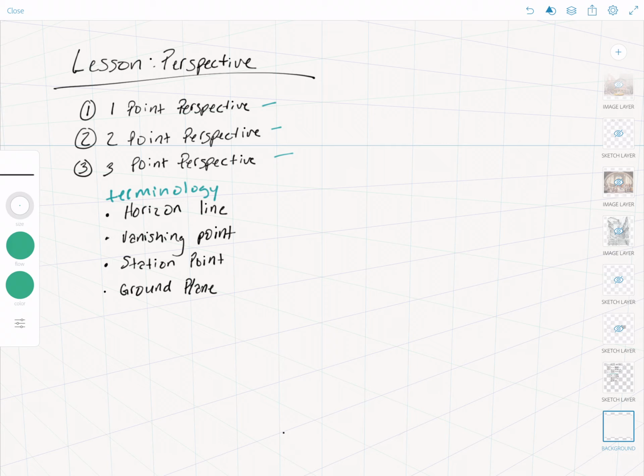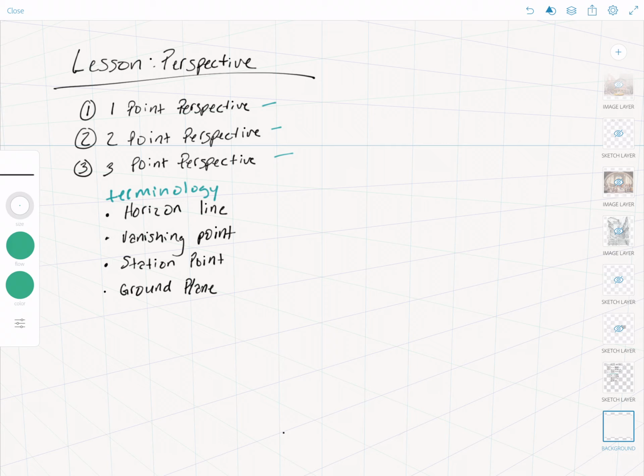Last time we learned about tools and techniques for drawing straight lines, curved lines, and things like that. That's going to be really important when we're drawing objects in perspective. But for this lesson, we're just going to learn what perspective is, how it looks in the real world, and how it looks in drawings.